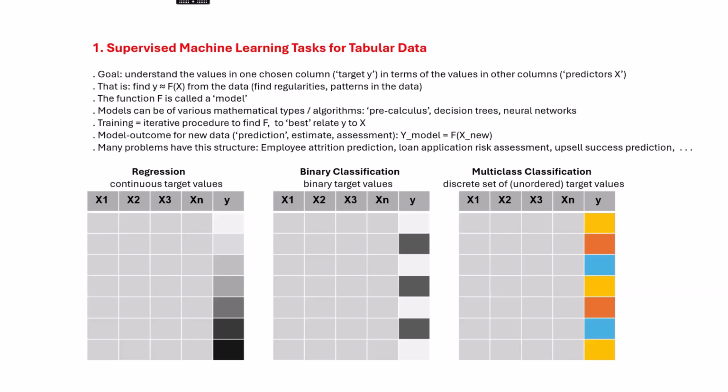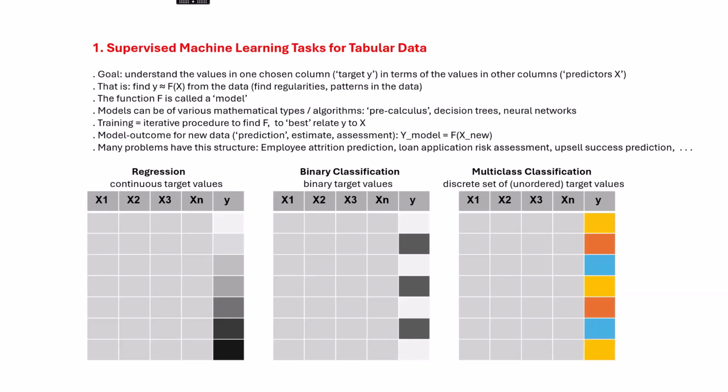So suppose you have a table with columns X and Y. And often there's one column of particular interest, call it the column Y, the target Y. And it would be nice if you could explain the values in the target column Y in terms of the values of the other columns. For instance, the target column could be something like this loan has defaulted or this employee has left. And you would like to understand those values in terms of values of the other columns.